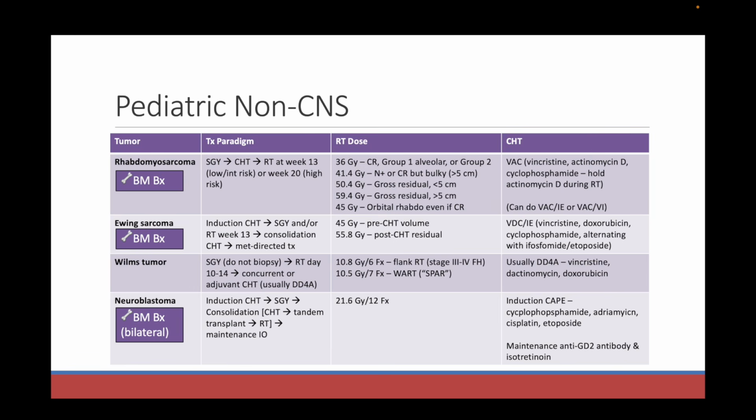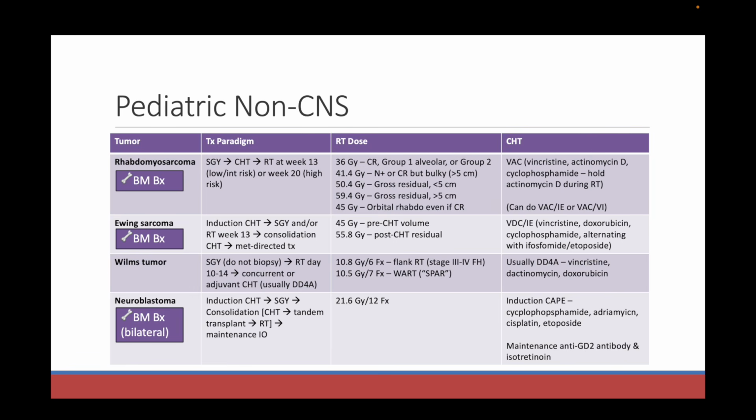And then finally, orbital rhabdomyosarcoma is commonly tested because it falls into a low risk group. But these patients cannot really have a gross total resection. They're always going to be group 3. So these patients are always going to need 45 gray, even if they had a complete response to chemotherapy, because these patients can never have surgery up front because that would require enucleation. So your orbital rhabdomyosarcoma, if they have a complete response, even then they're going to go to 45 gray.